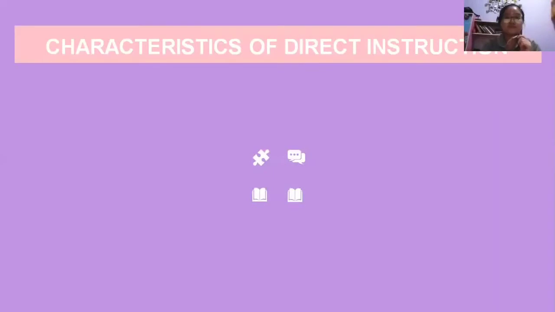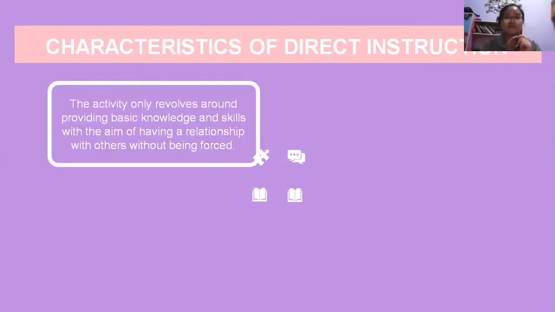Direct instruction has 4 characteristics, namely the first is that the activity only revolves around providing basic knowledge and skill with the aim of having a relationship with others without being forced.